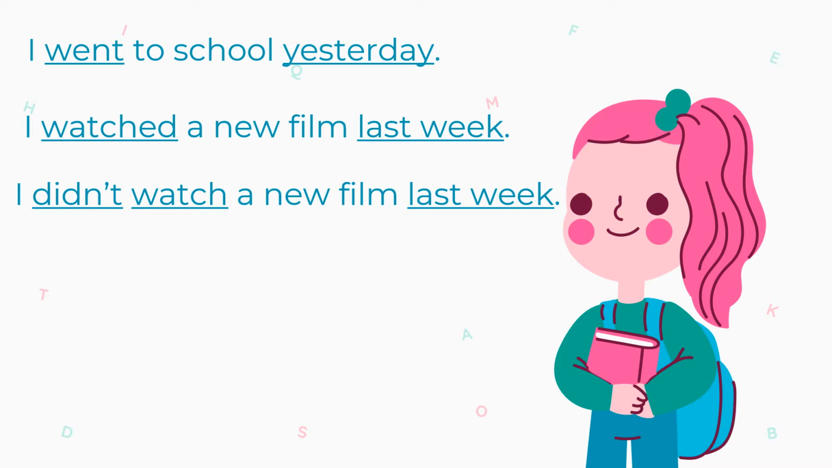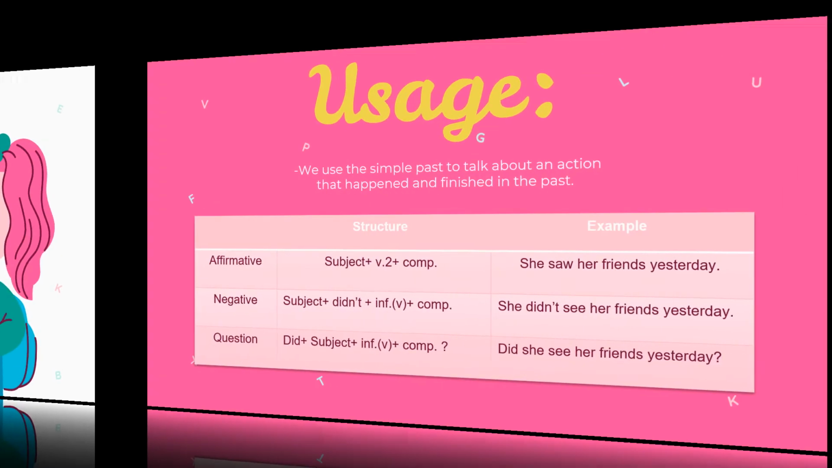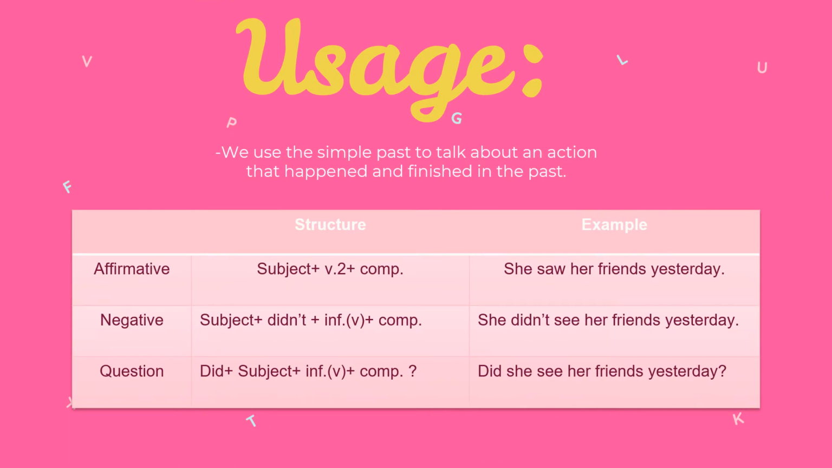So let's take a look at the structure. Usage: we use the simple past, as we said before, to talk about an action that happened and finished in the past. If we are talking about an affirmative sentence, as we used to, a sentence starts with a subject, then we have a verb and the complement. In the case of simple past, we are going to use verb two, okay? So in the affirmative sentence, we will have subject, verb two, plus the complement.